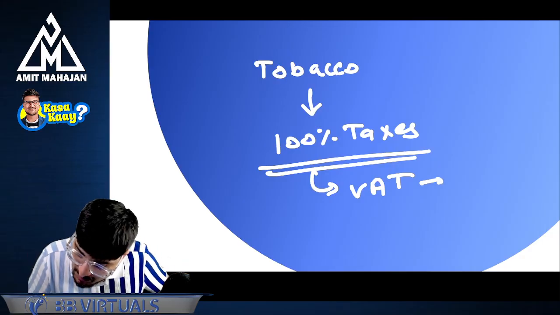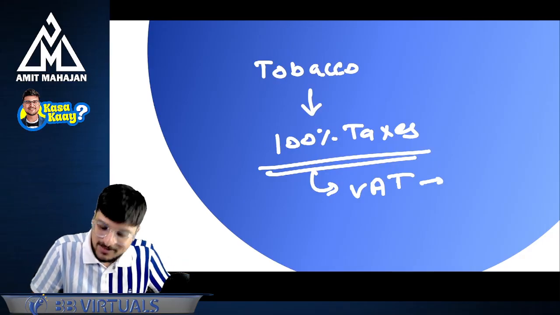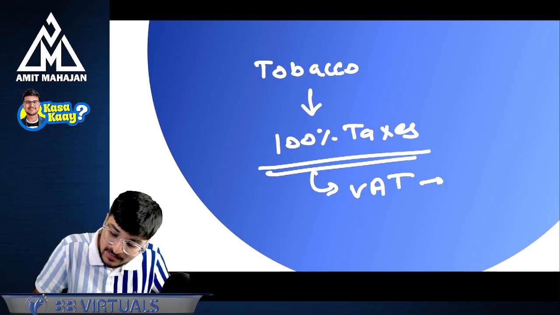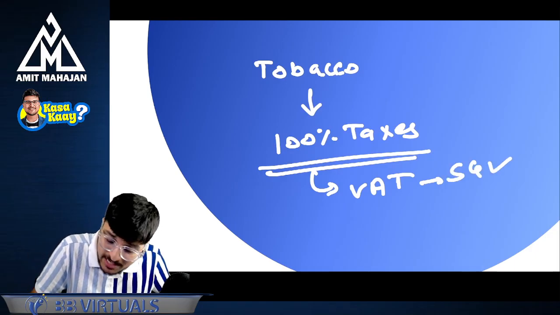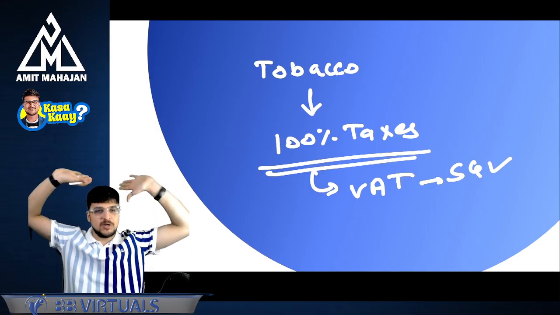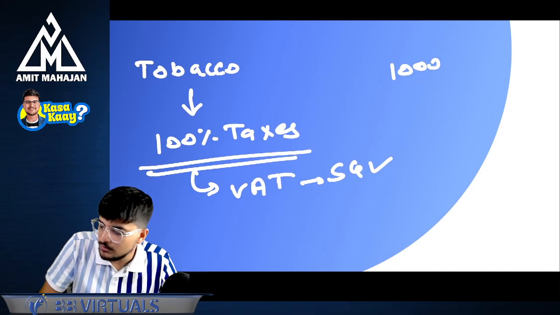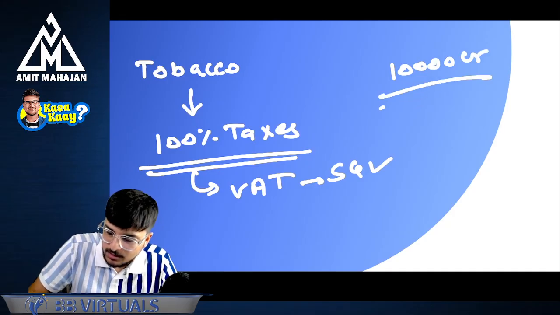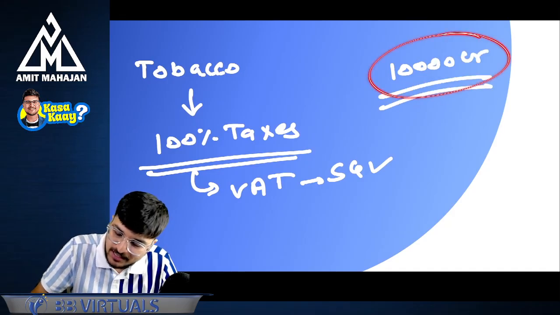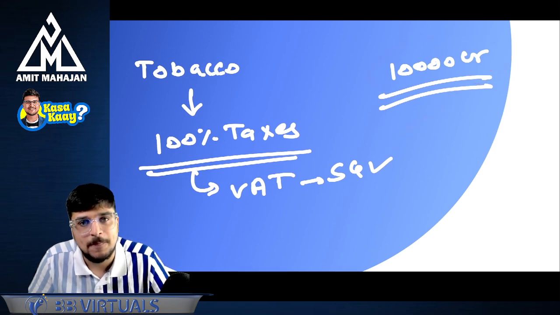So which means the government to which the amount is paid is the state government. So the state government is enjoying 100% of the taxes on tobacco, which is, say for example, 10,000 crores. Who is enjoying this 10,000 crores? The state government.